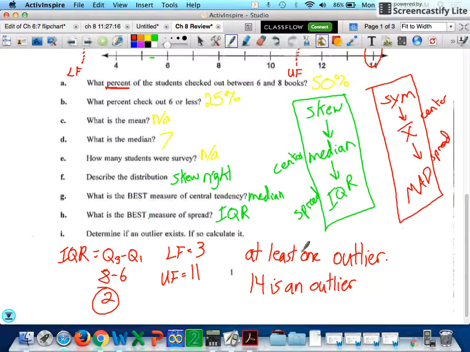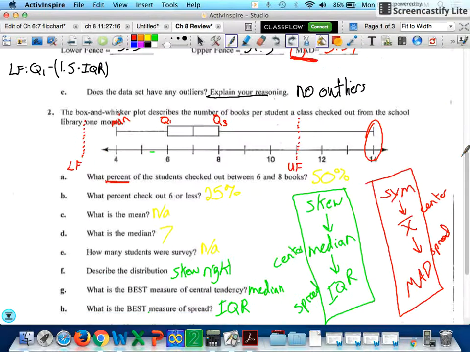Saying at least one outlier at 14 means maybe there's multiple at 14, but they don't all have to be at 14. We just know that there is one at 14. There might be other ones at 11 and a half, 12, 12 and a half, any of those other sorts of numbers, okay? We don't know. But we know there is an outlier because our data extended past our upper fence.